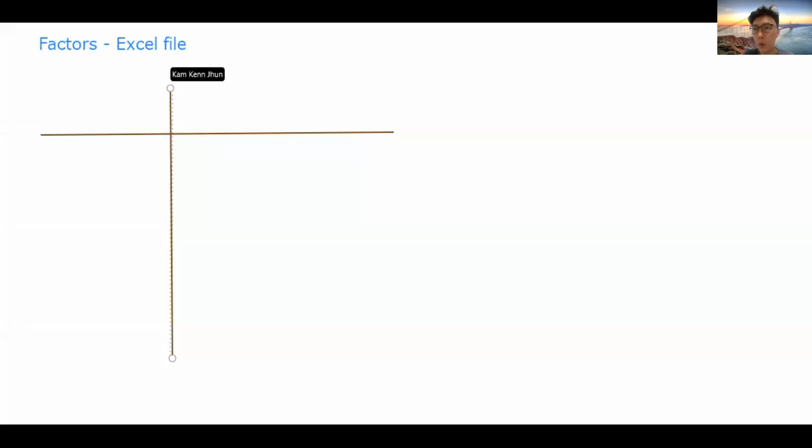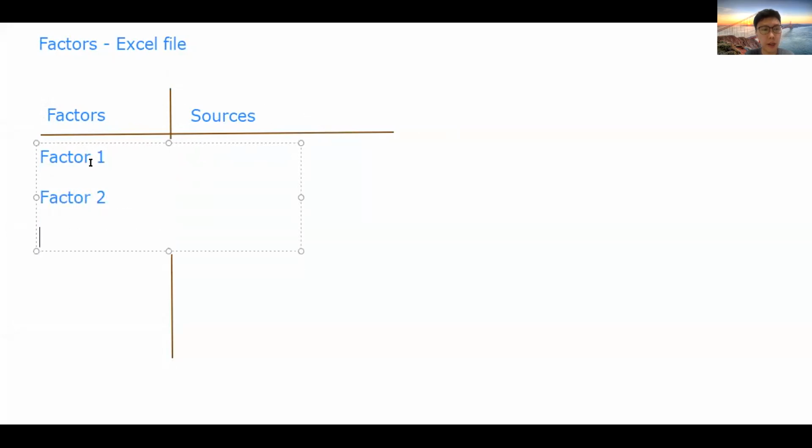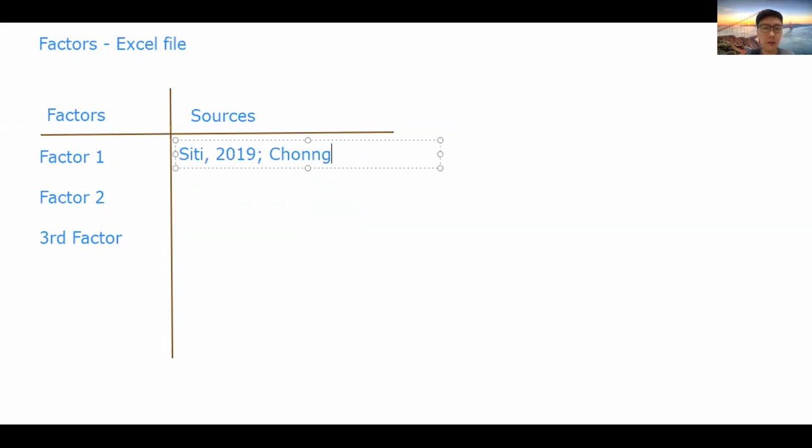Wait, there are people in the waiting room. Okay, I ask you to put it like this: source, factors. This is your factor one, this is your factor two, this is your third factor. And I ask you to write where you got factor one from, maybe from Chong, another researcher. And factor two, where did you get it from? Same goes for this. Have you guys done this? Can you tell me?